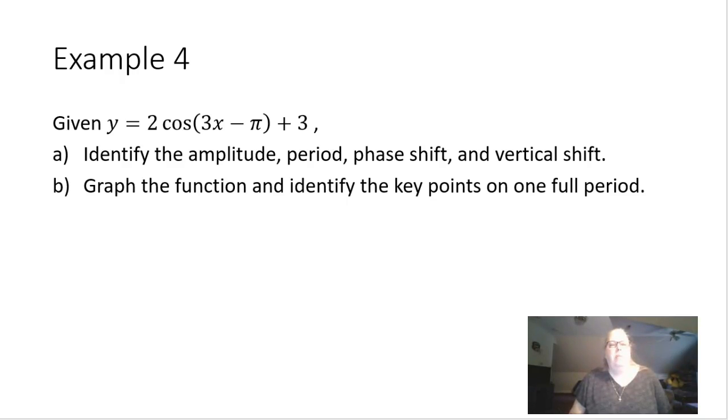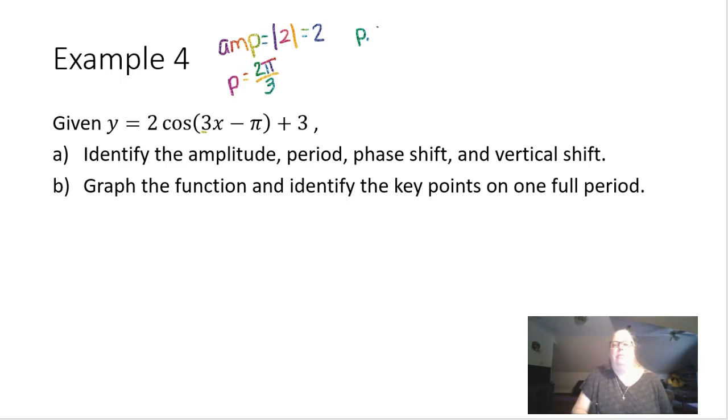Example 4, given y is equal to 2 times the cosine of 3x minus pi plus 3, part A, identify the amplitude, period, phase shift, and vertical shift. And then B, graph the function and identify the key points on one full period. All right. The amplitude is going to be the absolute value of 2, which is 2. The period, normally for the cosine, the period is 2 pi, but now we're going to divide it by 3 right here.